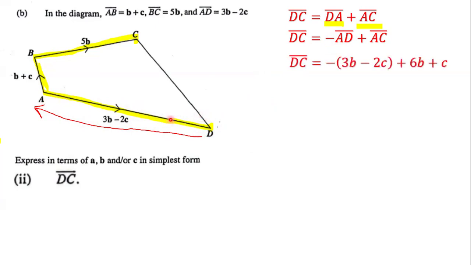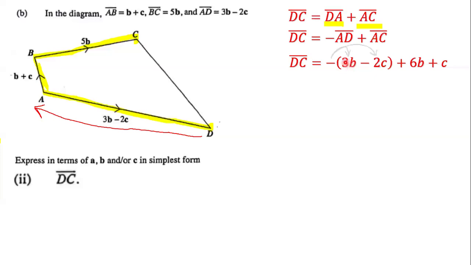And so what does that mean? Since A to D is equal to 3B minus 2C, but we're going from D to A, we're gonna have minus (3B minus 2C), because we're going in the opposite direction. And then we put plus 6B plus C. That's what we determined earlier, right? AC is equal to 6B plus C.